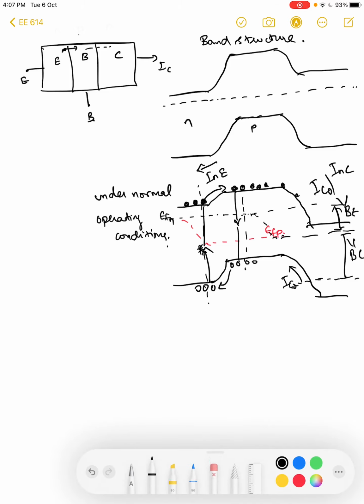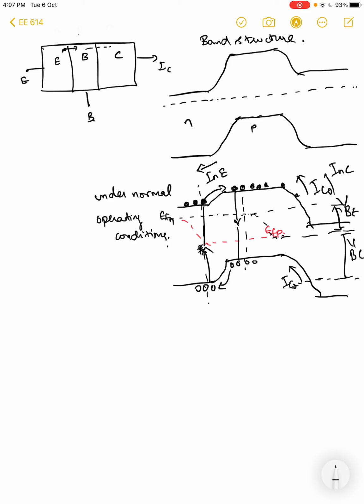I have IC naught here, INC, once again opposite the direction of electrons. Similarly, I have holes which move like this. Once again you will have IPE, hole current, right? And you have recombination at the base, which is called IRB, recombination current. You have recombination of electrons in the emitter, you call it IRE, right?